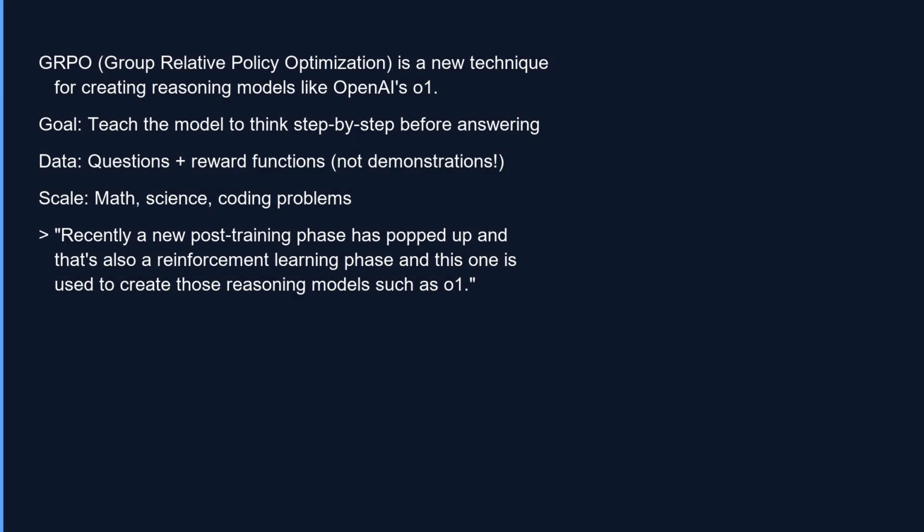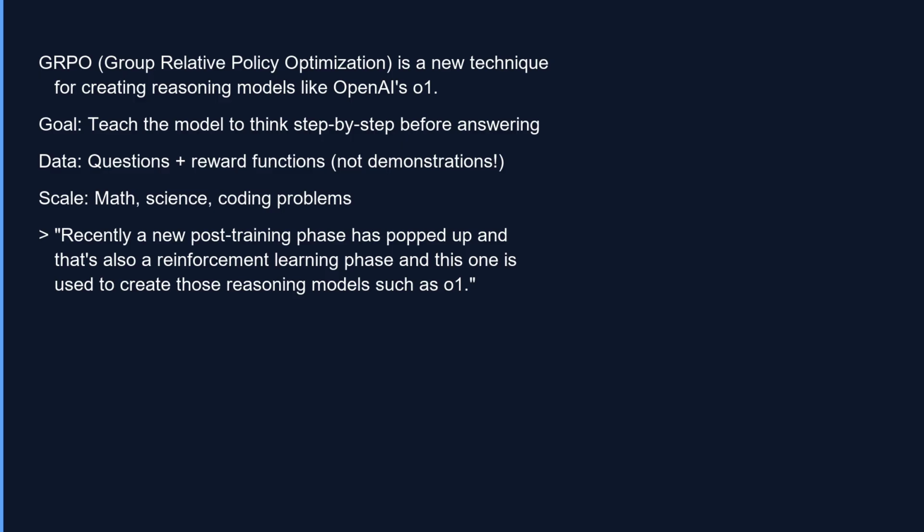GRPO, Group Relative Policy Optimization, is a new technique for creating reasoning models like OpenAI's O1. Goal: teach the model to think step by step before answering. Data: questions plus reward functions, not demonstrations. Scale: math, science, and coding problems.